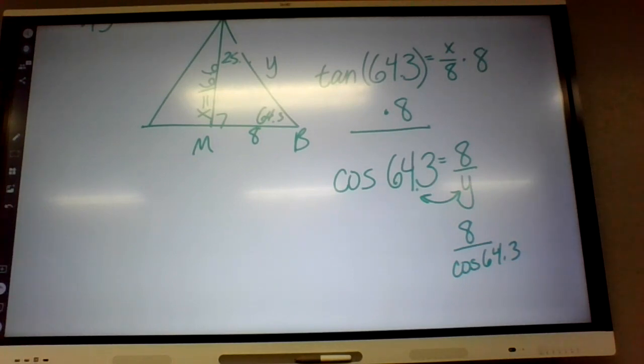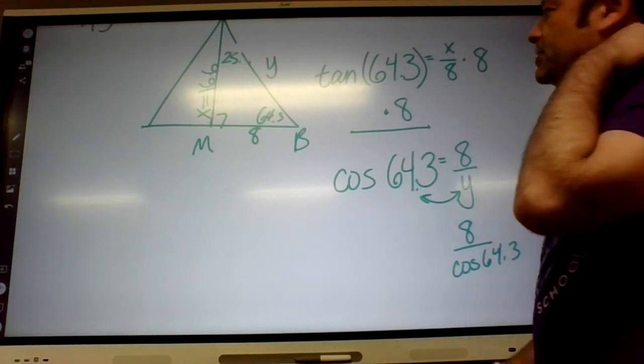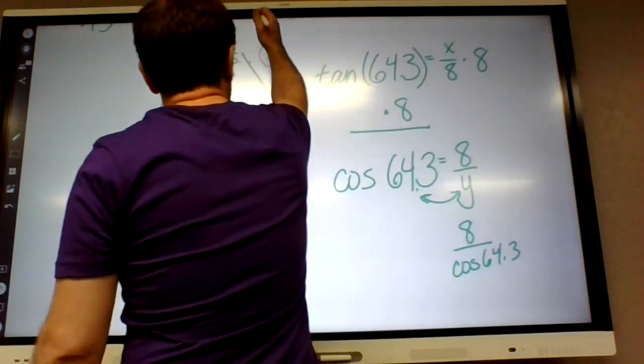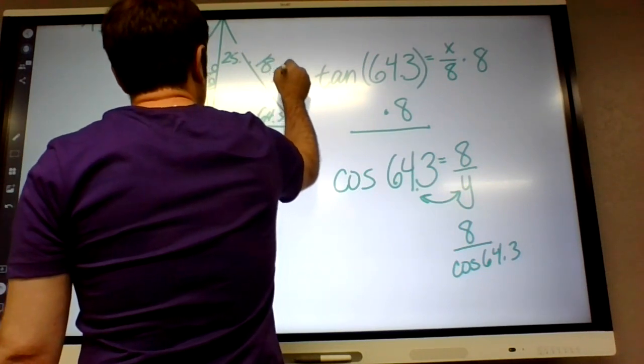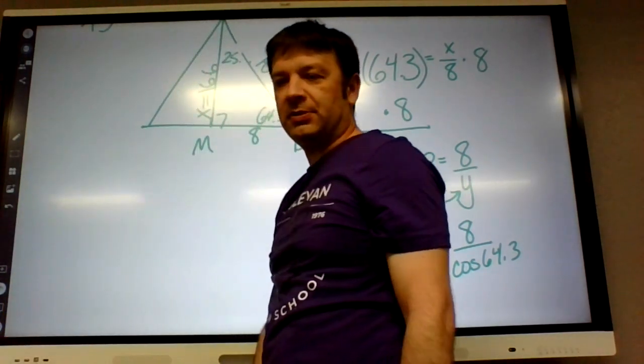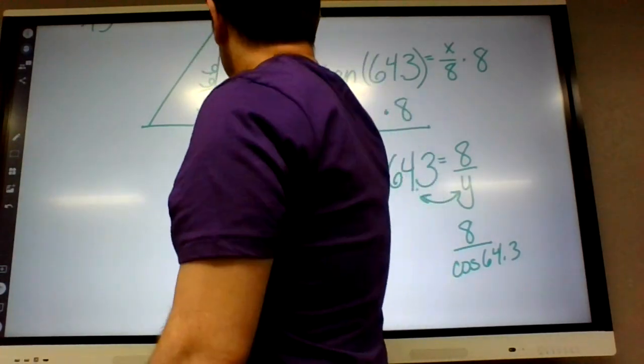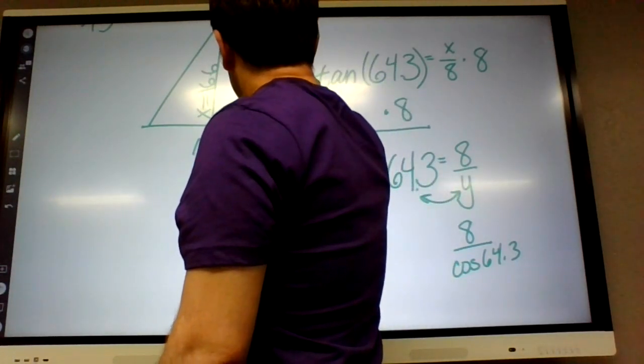It's 18.4. Let's go to 3 digits here. 18.447.